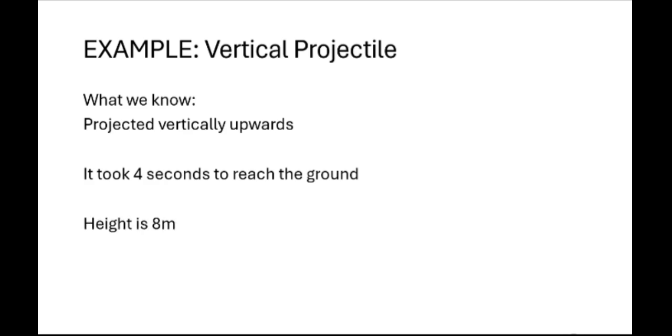So first part, we know that it is projected vertically upwards. This means it has a V initial. We have to find that V initial, I'm assuming. The second part is it took 4 seconds to reach the ground, right? So it took 4 seconds, and the height is 8 meters, right? And the last part is what? Downwards is positive.